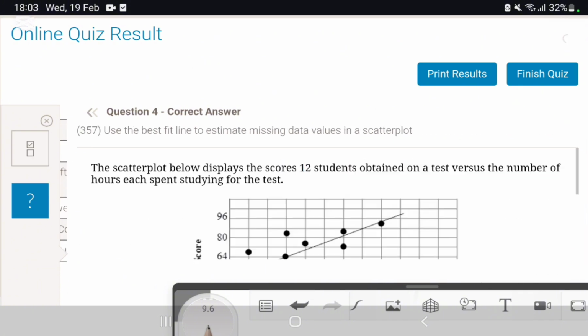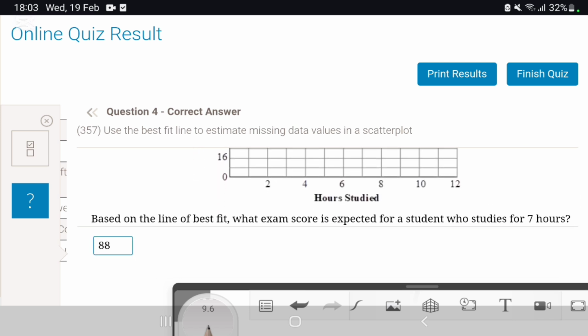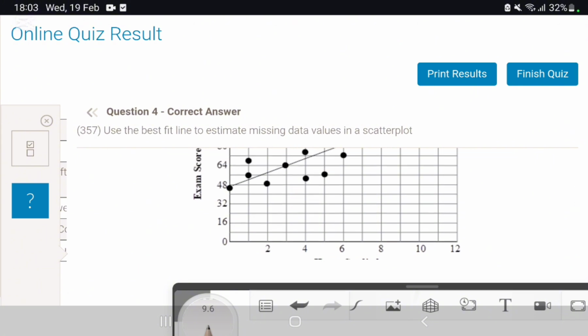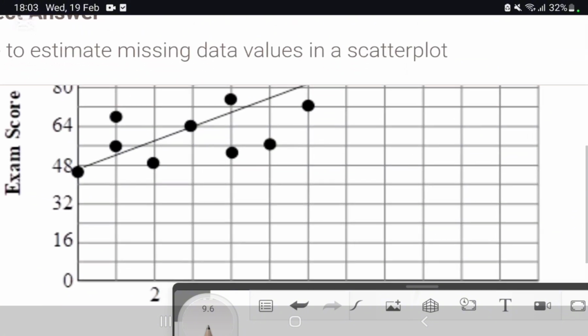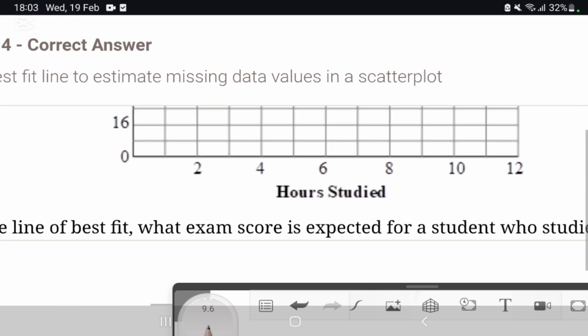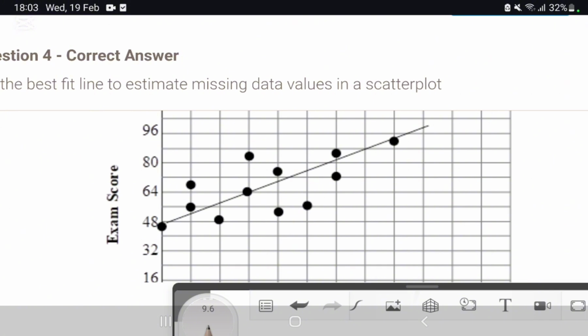The last question for this video. This question is really simple. They want us to find the exam score for a student who studies for 7 hours. So 7 on the x-axis is between 6 and 8. And to find the exam score, we're going to go up to where it intercepts the line of best fit, which will be between 80 and 96, which is 88 exactly.